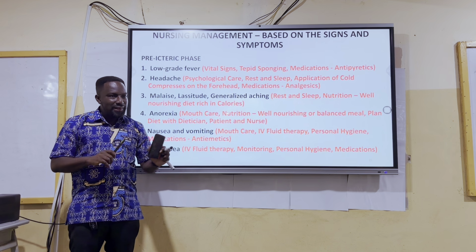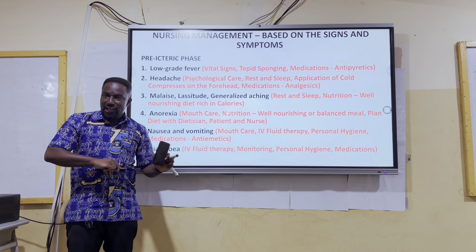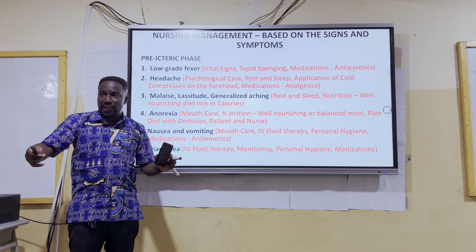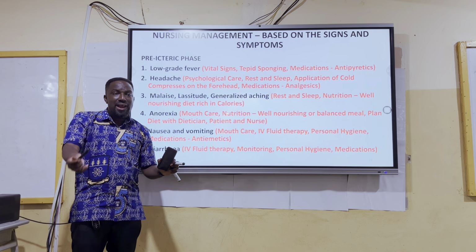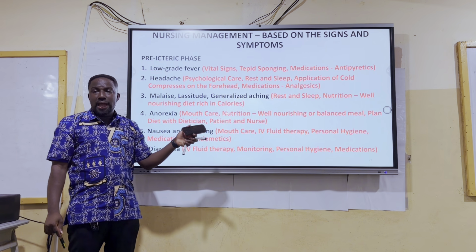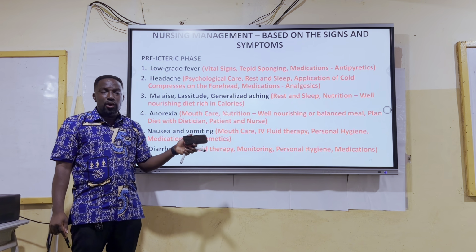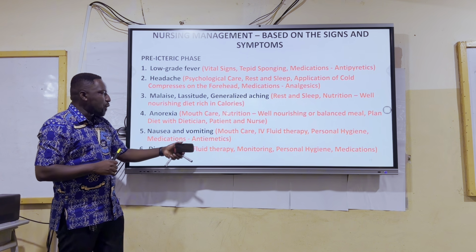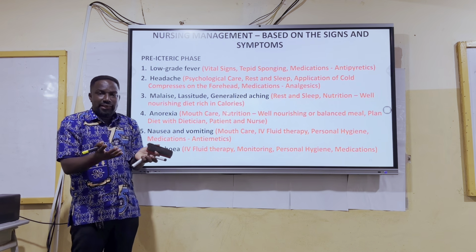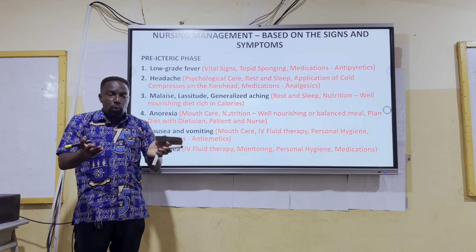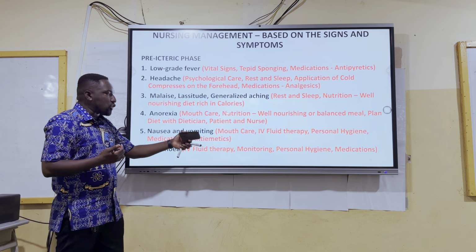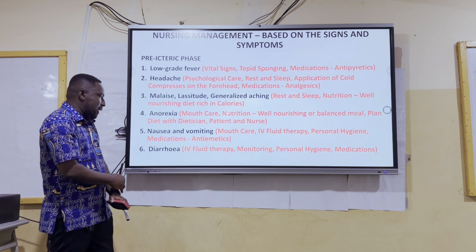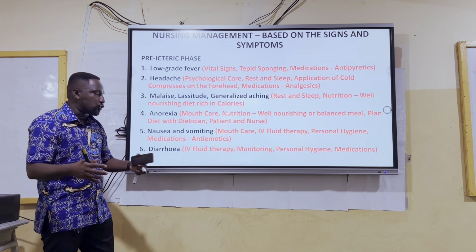Low-fat diet. Why low-fat diet? Because there's an inflammation of the liver, and then production of bile is what? Limited. And we know that if you take in a high-fat diet, it is the bile that will have to break down the fat. But because there's an injury to the liver, the individual should be allowed to take what? A low-fat diet. Nausea and vomiting: mouth care, personal hygiene. You give a vomit bowl to the patient to always vomit inside, then you cleanse the mouth. And because of vomiting, to prevent dehydration, IV fluid therapy is prescribed, and then antiemetics are also given to stop the vomiting.